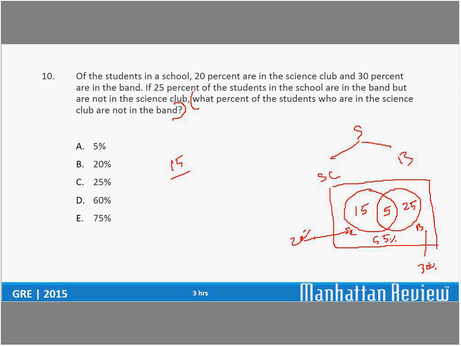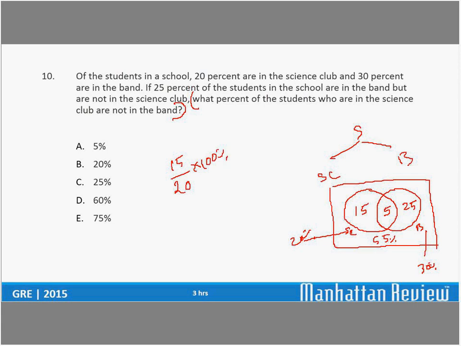Just read this sentence again. What percent of the students who are in the science club? First of all, in the science club, how many people were there? 20. Yeah. Those who are not in the band, this 15 is not in the band. So 15 out of 20 times 100% should be your answer.